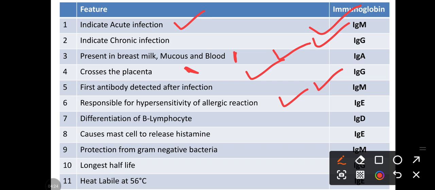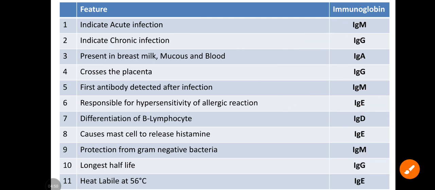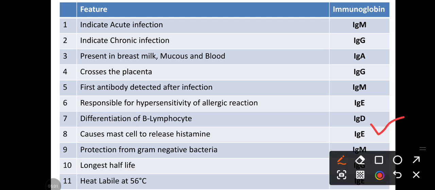Allergic reactions or hypersensitivity means these are the type 1 hypersensitivity reactions or the allergic reactions. So what are the examples? Like anaphylactic shock, allergic reactions, asthma, all the allergic reactions in the type 1 hypersensitivity reaction. So which one is responsible? That is IgE. Then differentiation of beta lymphocytes, that is IgD. D for differentiation of beta lymphocyte. Okay, the next, causes mast cells to release histamine. Again, we know the mast cell is responsible for your allergic condition. So that's why here IgE is the correct one.